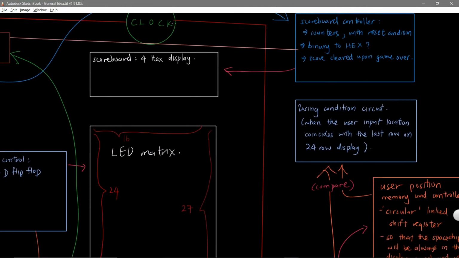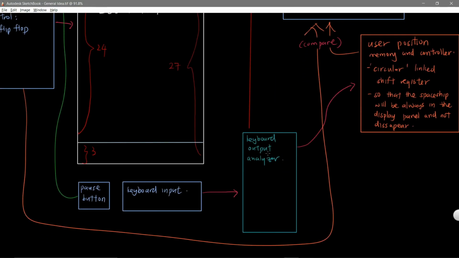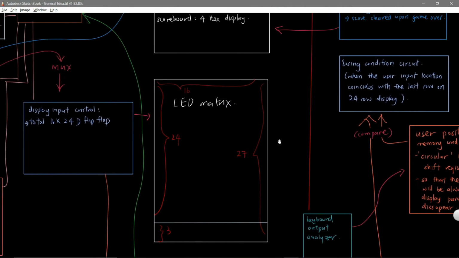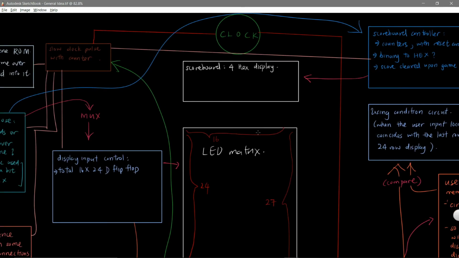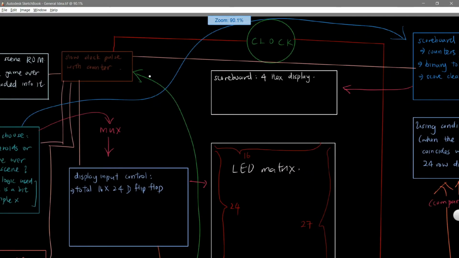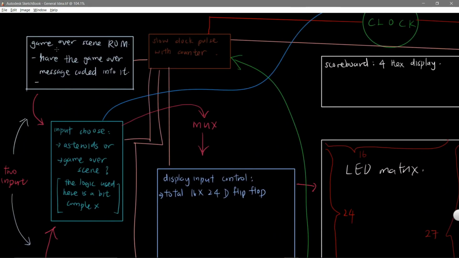Also, the fastest clock, the original unaltered clock, will go to the keyboard output analyzer, which analyzes which key you press and makes a movement. If you press 1, it moves to the left, and if you press 2, it moves to the right. Depends on how you design your circuit. Alright, this will go to a game over scene ROM. See, ROM stores the message of what you want to display on the screen.